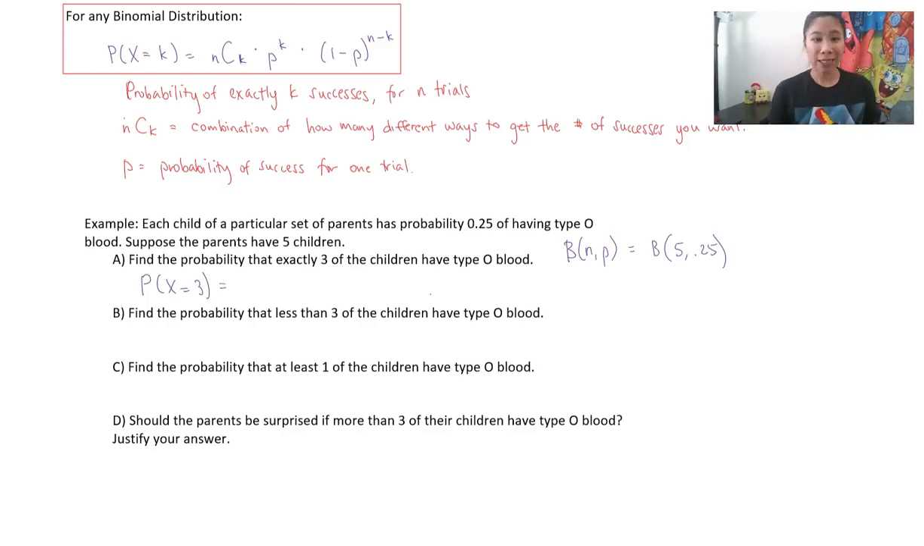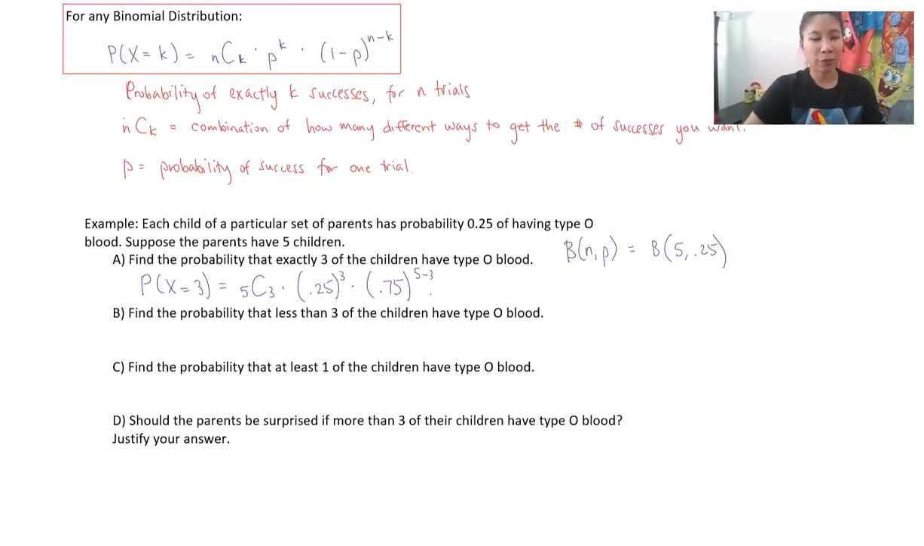Okay, so writing our formula, if we have n is 5, we want 3 successes, 5C3, times the probability of success, which was 0.25, and we want 3 successes, so we're going to raise that to the third power, times our probability of failure, so 1 minus p would be 0.75, raised to the 5 minus 3 power, or 2.